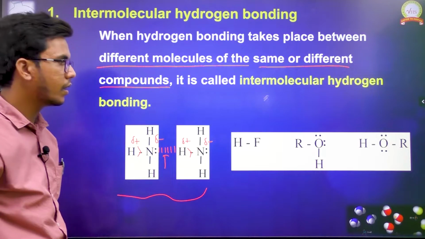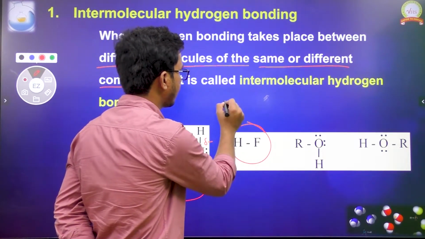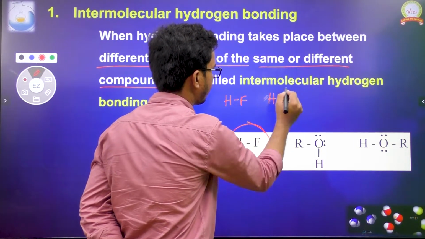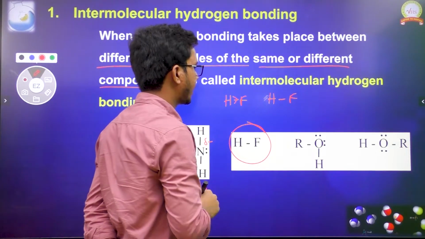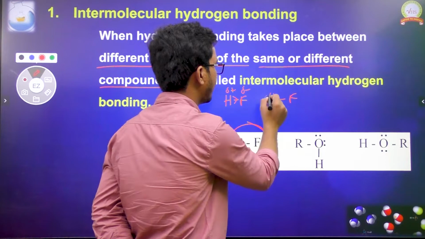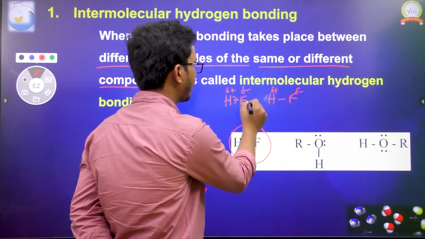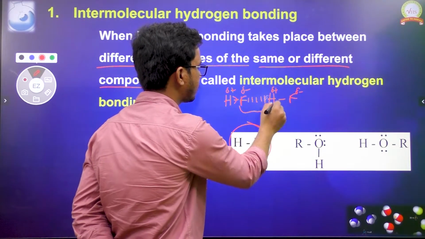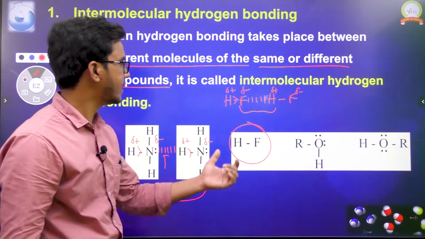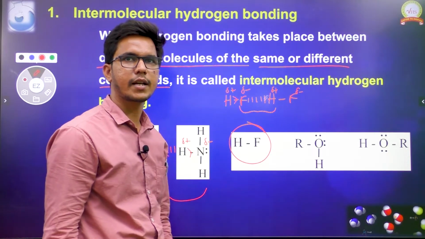If you take HF, let us take two molecules of HF here. Electron shifting takes place towards fluorine. Fluorine gets partial negative and hydrogen gets partial positive. Here also the same thing: hydrogen gets partial positive and fluorine gets partial negative. Between these two, electrostatic forces form. This is known as hydrogen bonding, but it is taking place between two molecules, so this is known as intermolecular hydrogen bonding.